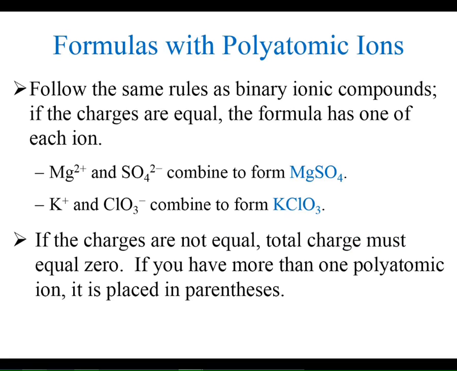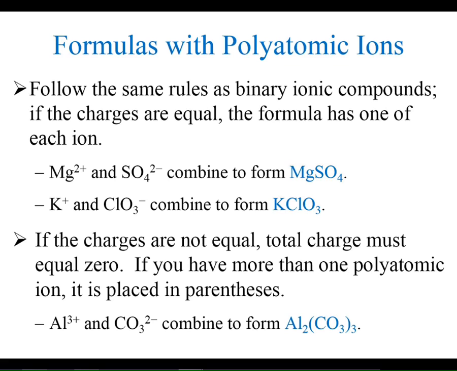Again, same thing. If they're not equal, if you have more, here's the only little difference between these and the monoatomic ones I showed you last time. If you want to show you have, let's say, 2 sulfates or 2 phosphates, you've got to put that polyatomic in parentheses. So I'll give you an example. If I want to do aluminum, group 3, it's in your magic triangle, remember, so those are 3 plus. And carbonate, 2 negative. Well, 3 and 2 both combine to make 6. So to have a 6 here, I need 2 aluminums. To have a 6 here, I need 3 carbonates.